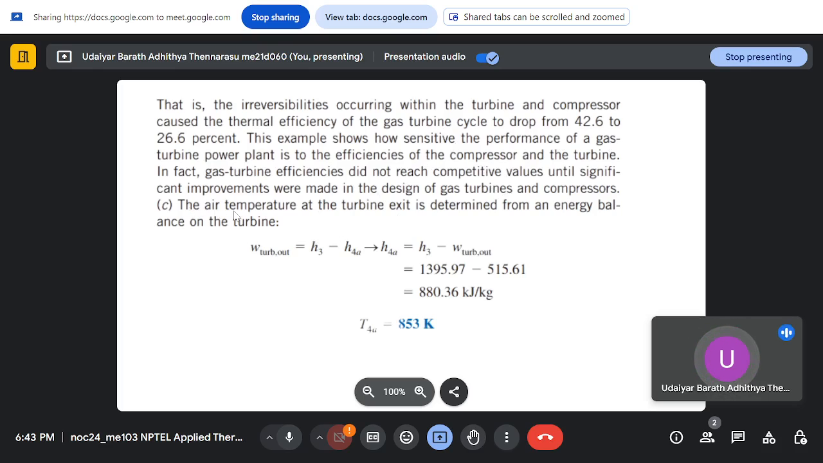The air temperature at the turbine exit is determined from an energy balance of the turbine. Similarly, what we did for the compressor, for the turbine we can find out H4a, which is H3 minus turbine work, which comes out to 880.36 kilojoule per kg, and similarly T4a is 853 Kelvin.